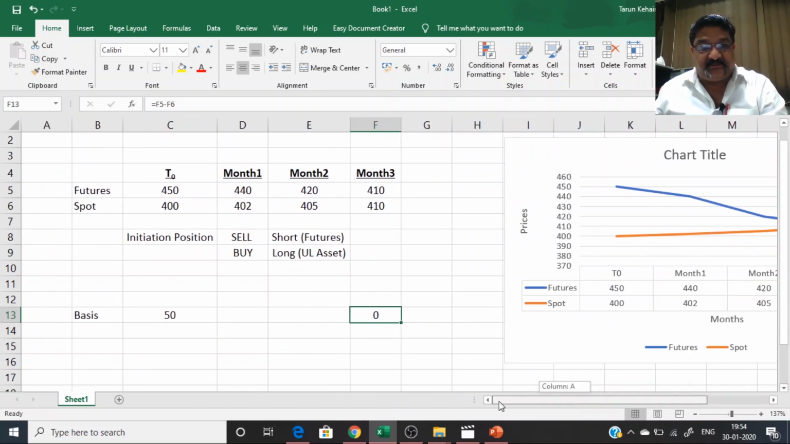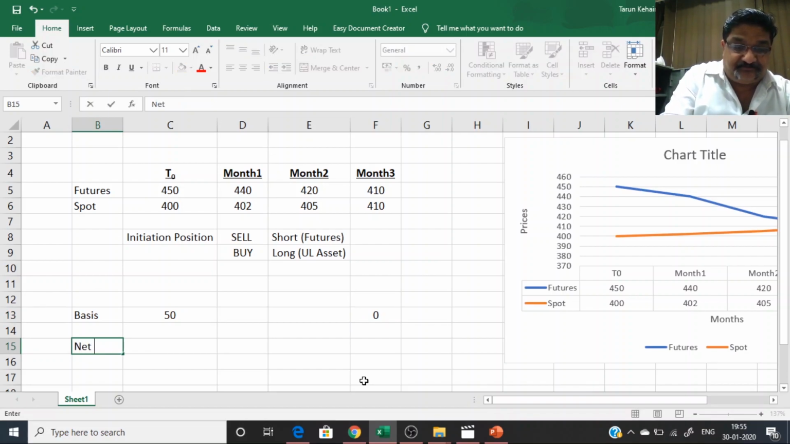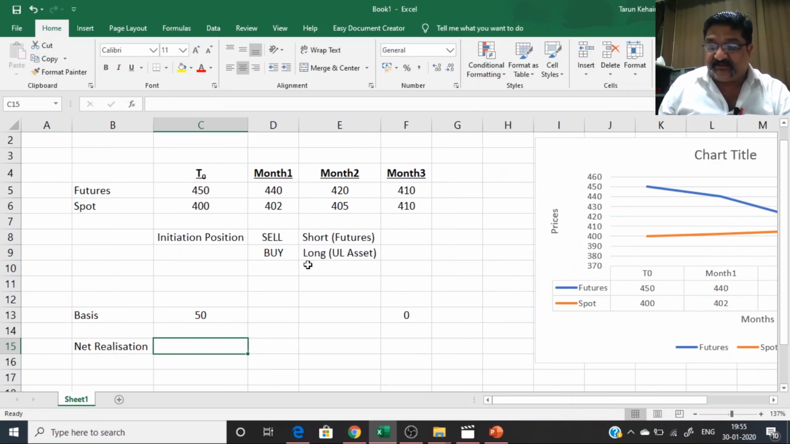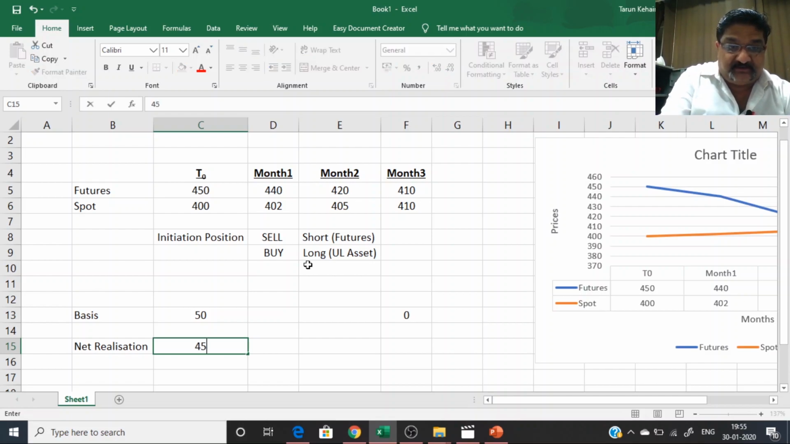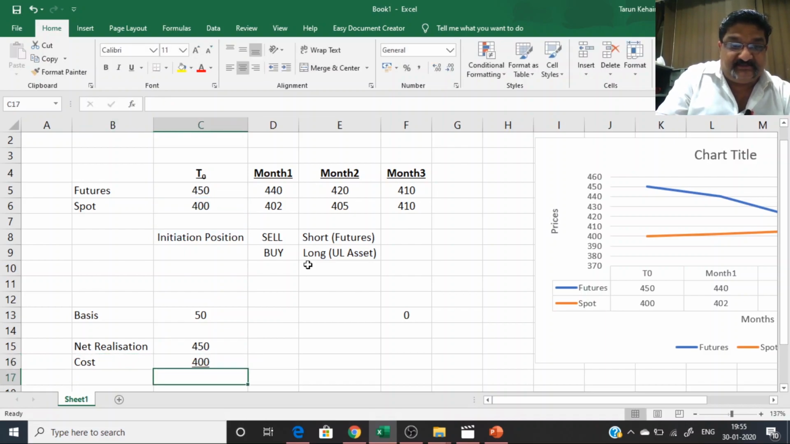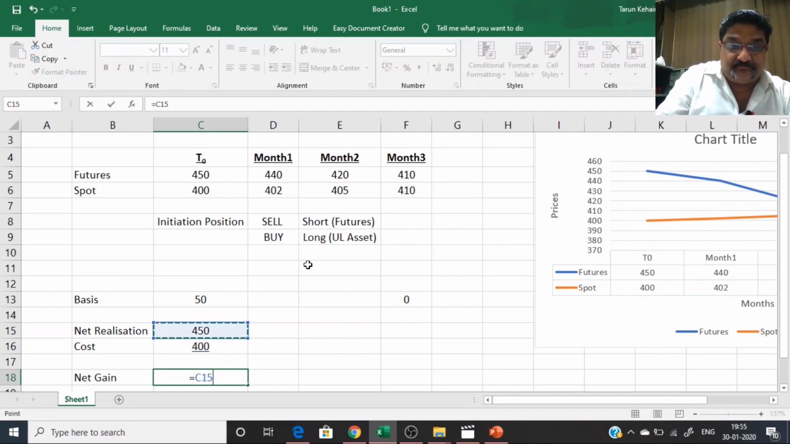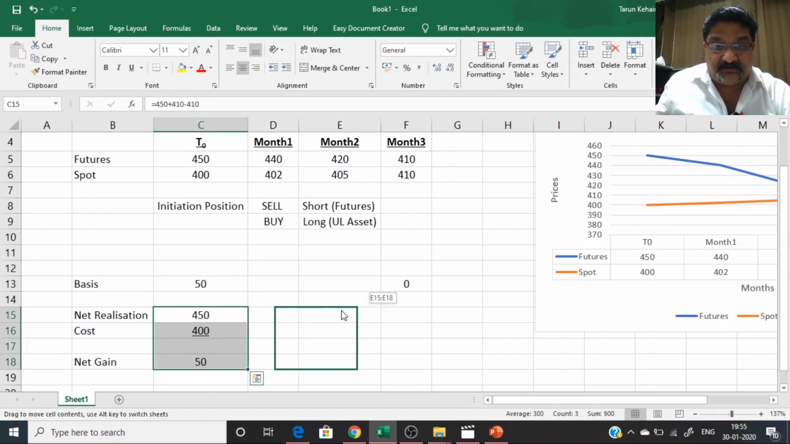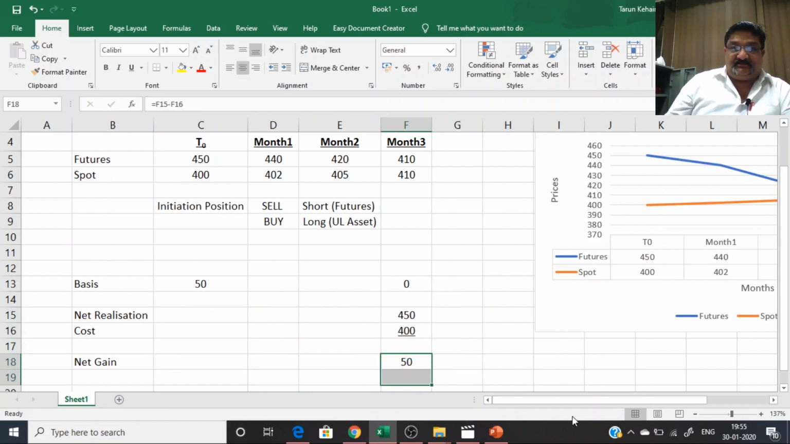The other thing that you must notice is how much is his net realization. If we look at it in the other way, it should not give you different results. Now his net realization is nothing but he is going to get the futures price plus he will sell the asset in the market at 410, and he will close out the futures trade at 410. Therefore his net realization is 450. The cost of the asset was 400, and therefore his net gain is 50. Mind you, this actually should be here because we are talking about the third month, so I'll just put it in the right space. Yeah, so if you see here, the net gain is 50.